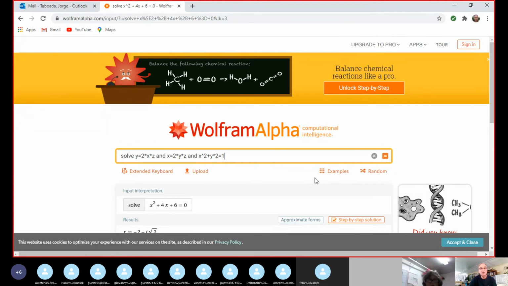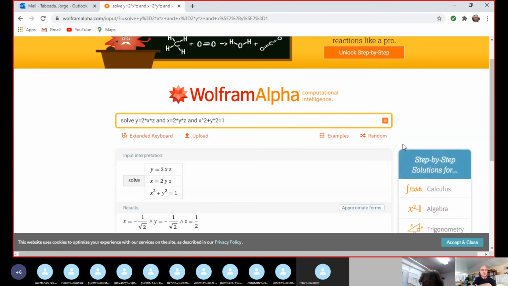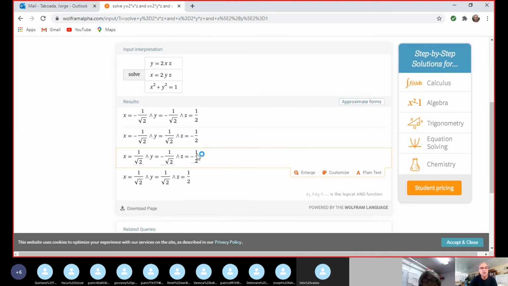Let me check it just in case I made a mistake. I suppose not. You click the red button and Wolfram Alpha processes the information. Boom, bam, bam, bam. Just in case, it writes the equations again to verify that my typing was okay. And the solution is -1 over radical 2, -1 over radical 2, 1/2, exactly the same as we got by hand. Wow, amazing. Do you see that?